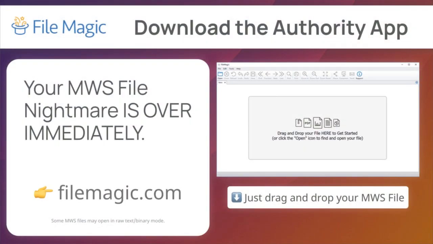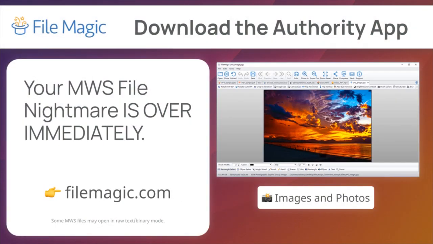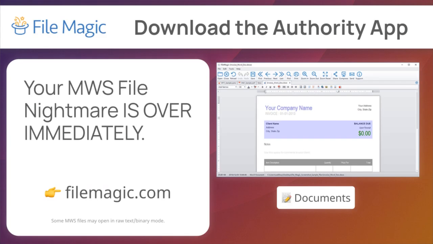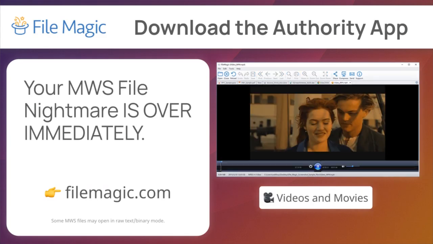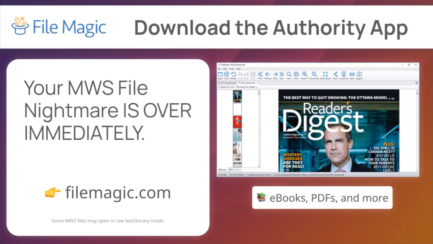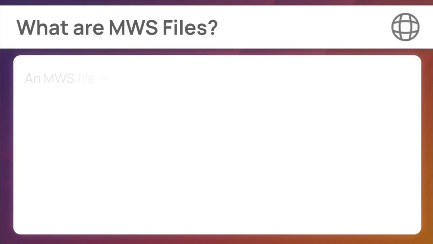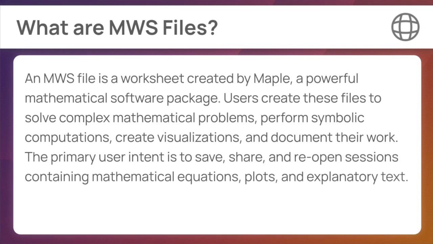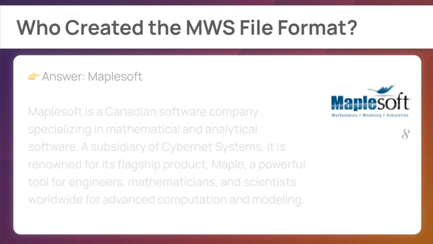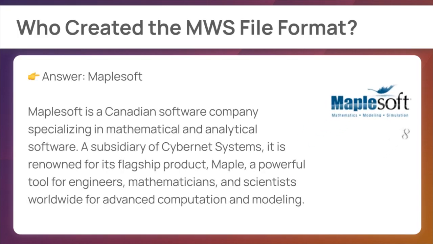When we reach the final stage, we'll shift gears. We are going to maximize results with a single, highly effective MWS file inspection program that provides coverage for a wide range of formats. An MWS file is a worksheet created by Maple, a powerful mathematical software package. Users create these files to solve complex mathematical problems, perform symbolic computations, create visualizations, and document their work. The primary user intent is to save, share, and reopen sessions containing mathematical equations, plots, and explanatory text.